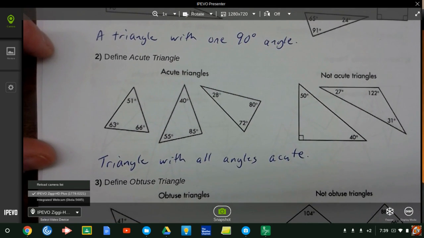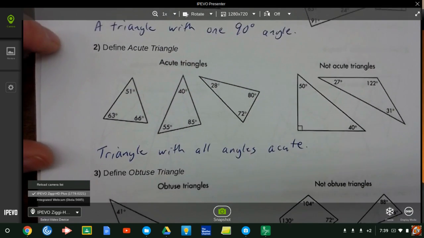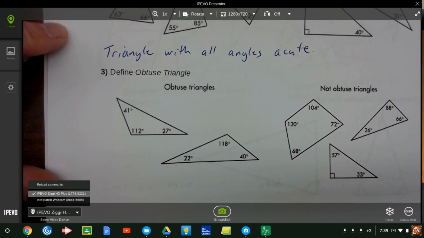Triangles with all angles acute. Okay. Next one, obtuse triangles. Think about this one very carefully. Go.